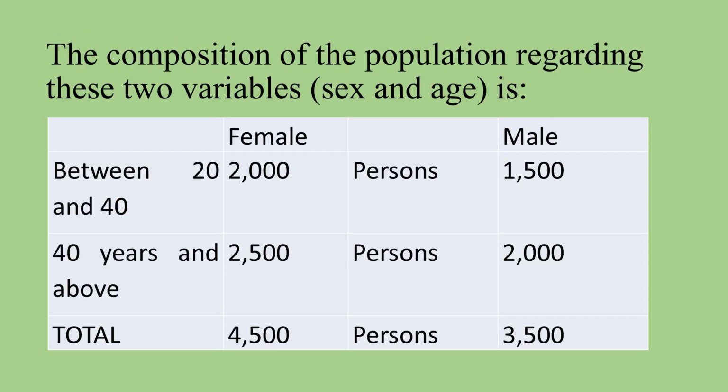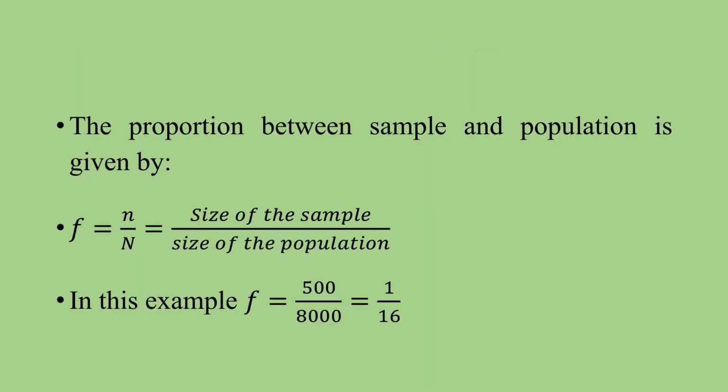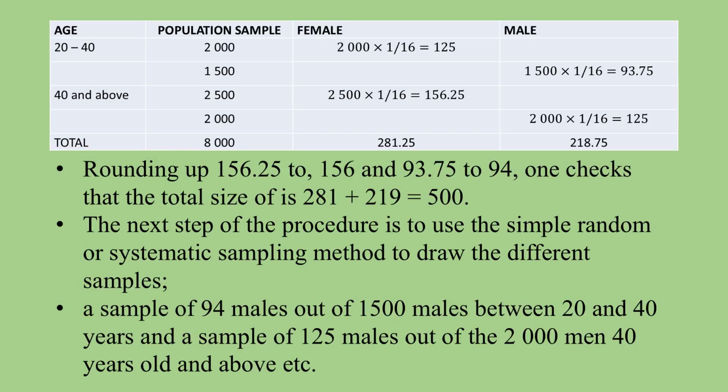This table shows the population composition by sex and age, crucial for stratified sampling. The proportion between sample and population size is crucial for accurate representation, as shown in this example calculation. This slide explains how to round sample sizes and use simple or systematic sampling to draw different samples.